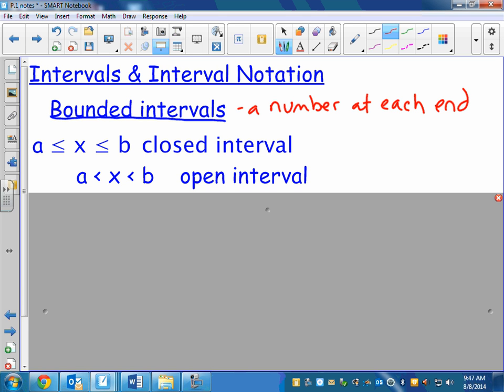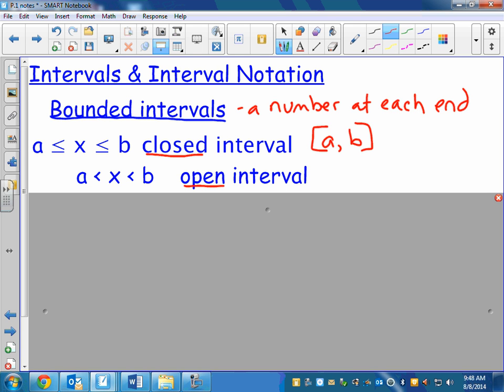If I said x is in between A and B, including A and B, that means it could be A and B. The way we show that is with a bracket, right? That would be the same as saying bracket A, comma, bracket B. That means everything between A and B, including A and B. So that's another word there. Closed means that the endpoints are included.